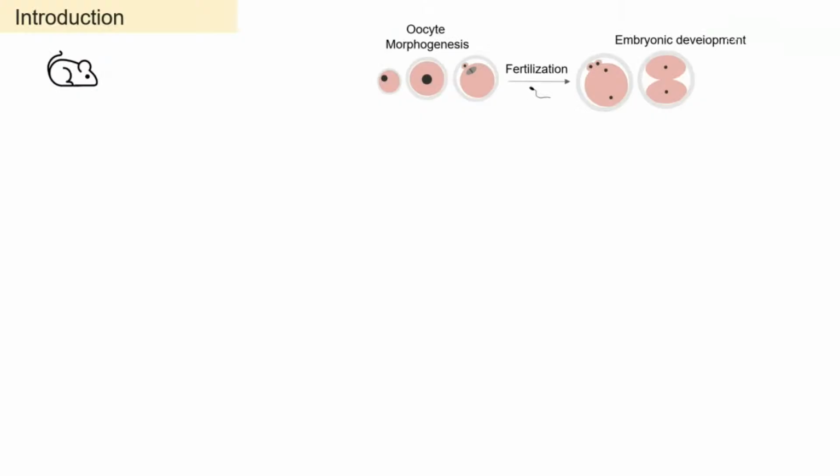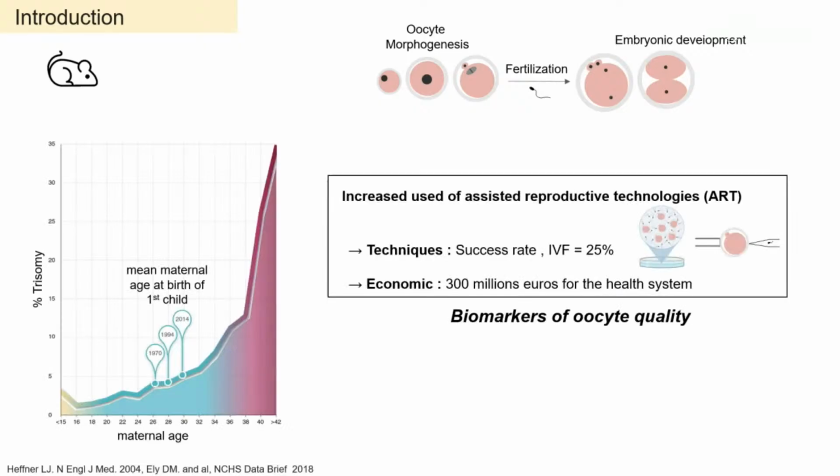So first, I would like to give you a short introduction. I'm working on oocyte morphogenesis that gives rise to a mature oocyte, which when fertilized becomes an embryo. And this process, oocyte morphogenesis, is an error-prone process that can lead to miscarriage and developmental disorders, such as trisomy. So here, for example, is the percentage of trisomy as a function of maternal age. As you can see, it increases.